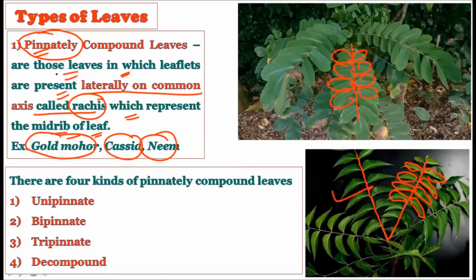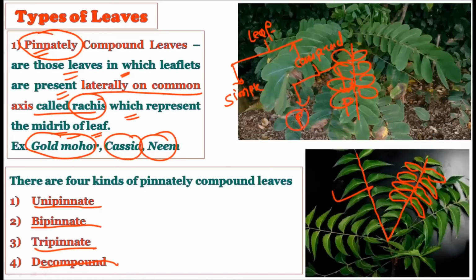Now see, this pinnately compound leaf is again of four types: the unipinnate leaf, the bipinnate leaf, the tripinnate leaf, and the decompound leaf. You should carefully remember the classification of the leaves, because right from the beginning we have classified the leaf into the simple leaf and the compound leaf. And this compound leaf is again of two types: pinnately compound and palmately compound. This pinnately compound is again of four types: unipinnate, bipinnate, tripinnate, and decompound.